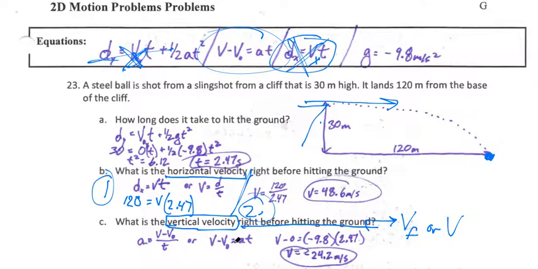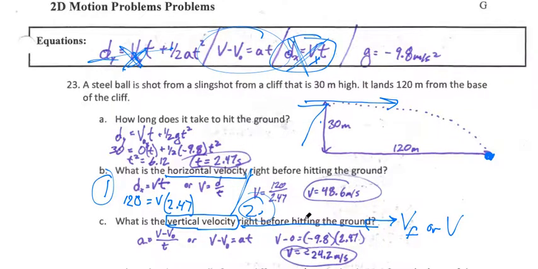Equals at. A is negative 9.8 meters per second squared. We're getting that from gravity, and we solved before and said that the ball is going to take 2.47 seconds to hit the ground, so that's what I'm inserting over here. Multiply those together and I get negative 24.2 meters per second. The negative makes perfect sense since I am going in the downwards direction.